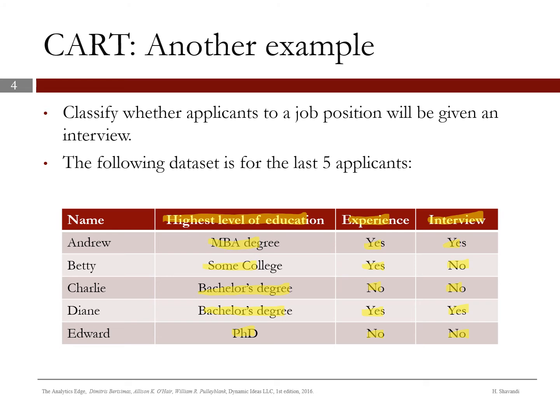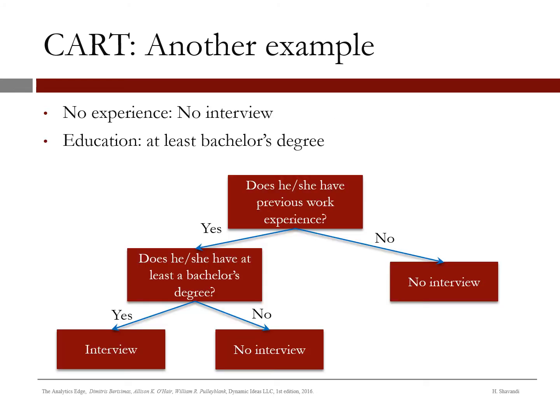Now let's build a classification and regression tree based on this data set. If we summarize our analysis of the dataset, we observe that having no experience is too important. No experience means no interview, right? And for the education level, we observe that having at least a bachelor's degree is important. By these rules, we can build our tree here.